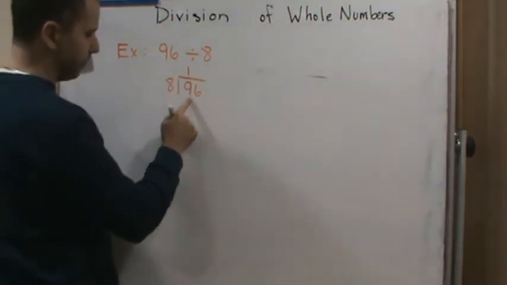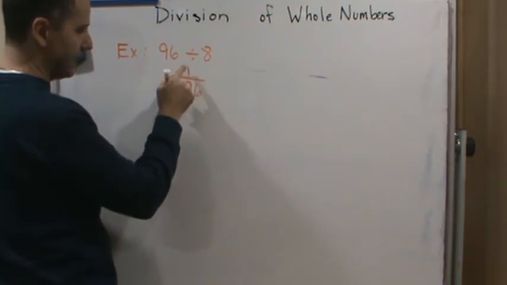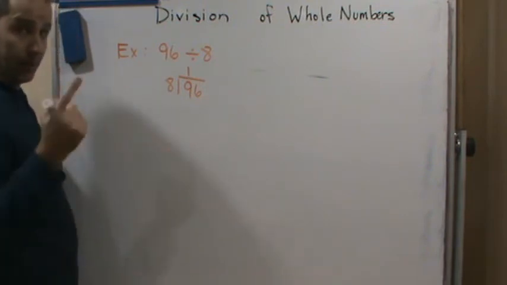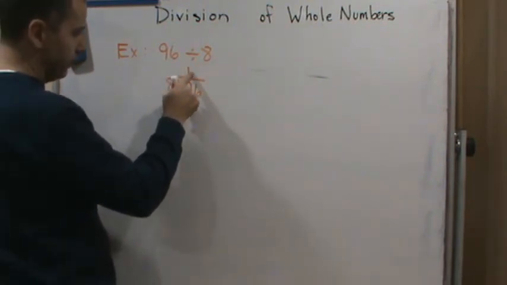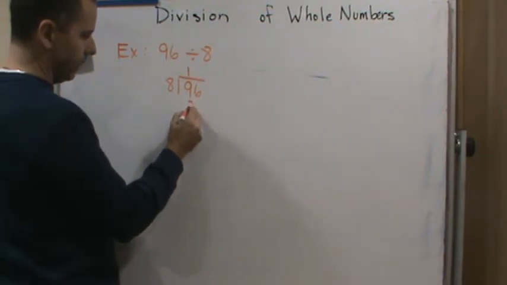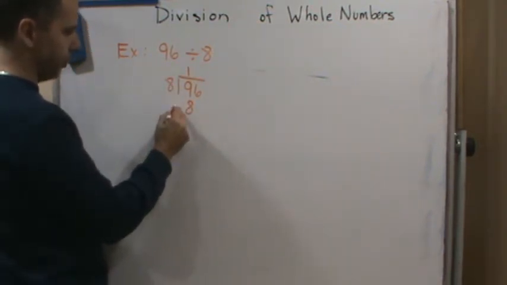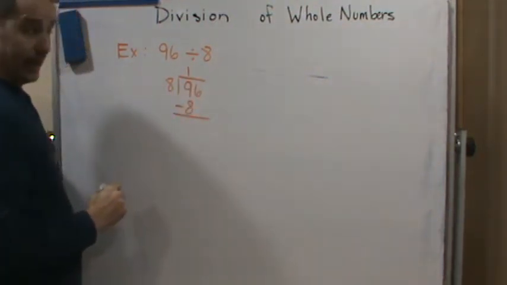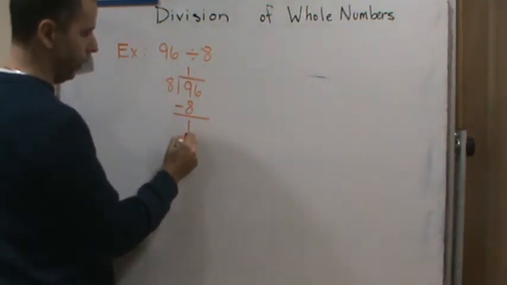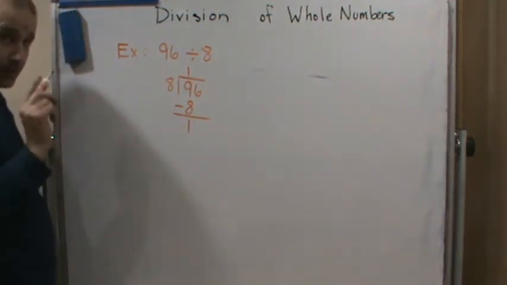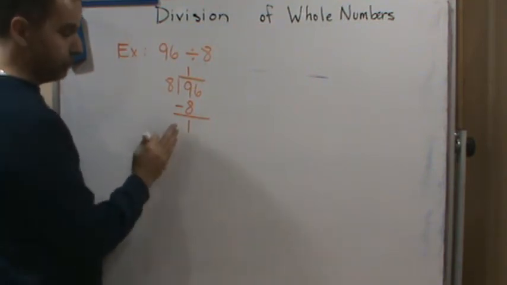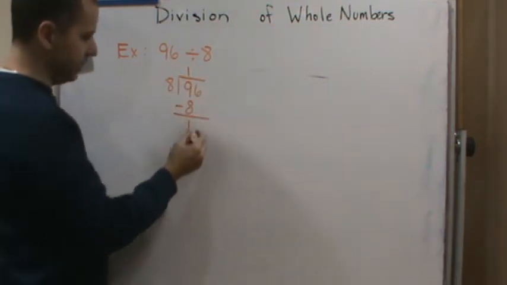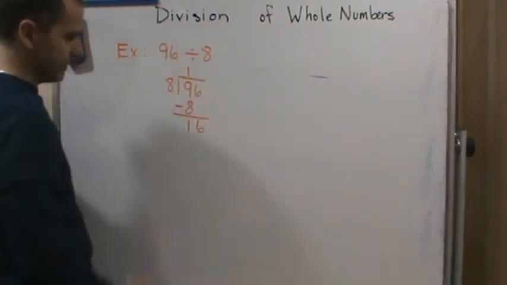Now notice that I'm putting the 1 in the same place value, in the tens column. So now, what's the next step? Now I'm going to multiply. 8 times 1 equals 8, and I'm going to put 8 right there. And now I'm going to subtract. 9 minus 8 is 1. And the last step, step number 4, is I'm going to drop down. I'm going to move over in place value to the right and drop the next digit down, which is the 6.